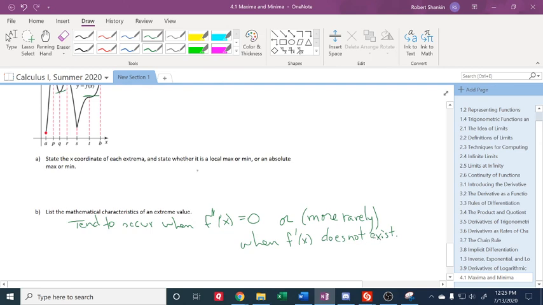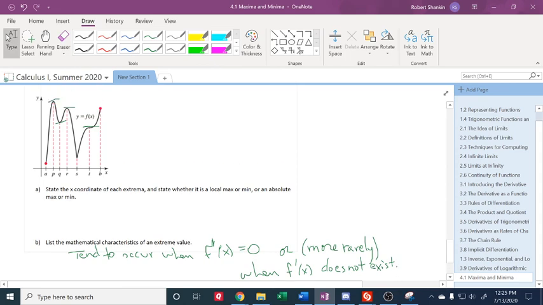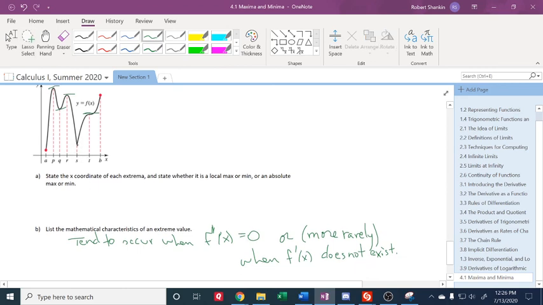When f prime doesn't exist, why does f prime not exist? Because if you approach this point from the left, your tangent line looks like this. If you approach from the right, your tangent line looks like this. But when you approach from the left and from the right, you have to get the same tangent line for that limit to exist. So that's why it has no derivative at s.